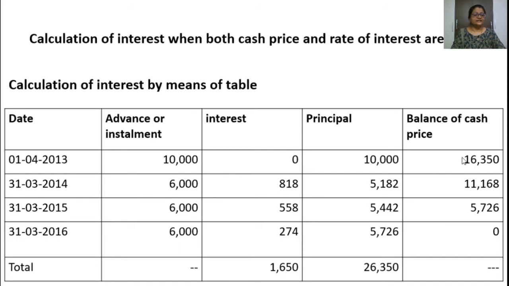So on this balance 5%, as we saw in the earlier case, is 818. From the installment, 6,000 minus interest 818, there is a principal amount. From 16,350 if you deduct this amount, 11,168 becomes the balance for the next year interest calculation. So here it is 558, sorry, 5,442 becomes the principal amount.